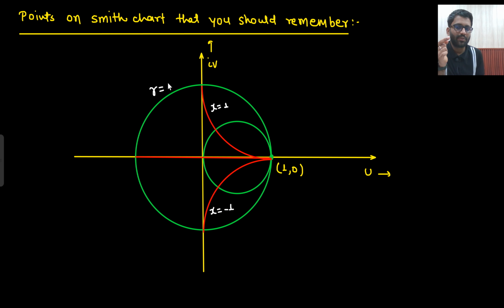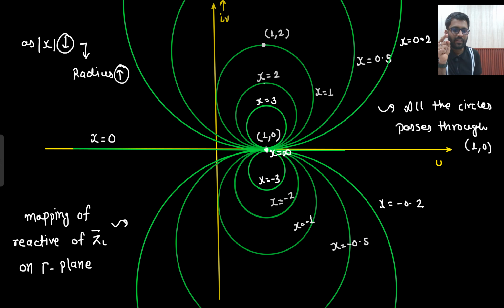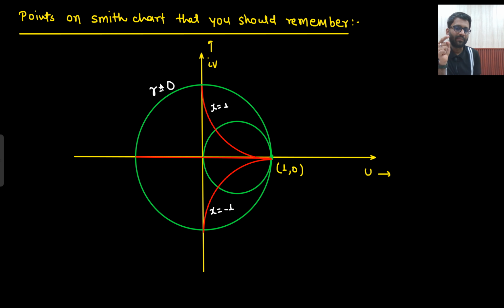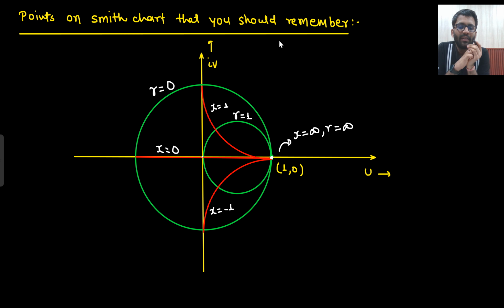What is this? This is r equals to 0, your constant resistance circle, whose center is at 0, 0 and radius is 1. This is r equals to 1. This is x equals to 1. This is x equals to minus 1. What is this? x equals to 0, the biggest circle. And what about this point? This point is your x equals to infinity and r equals to infinity. So these points you need to keep in mind. And why do we make it a unity circle only? What is the reason behind that?